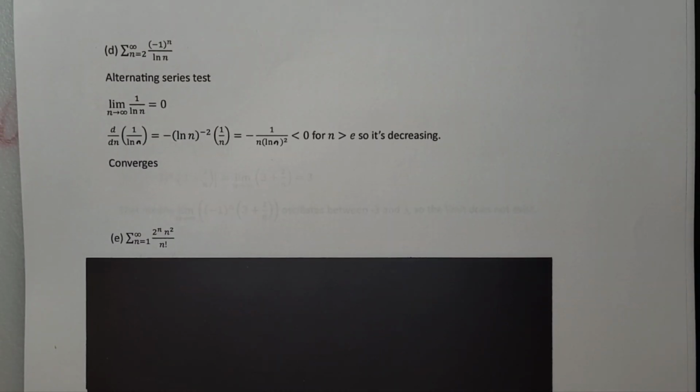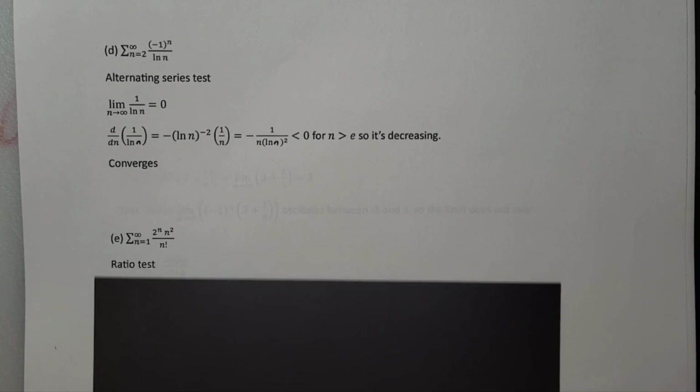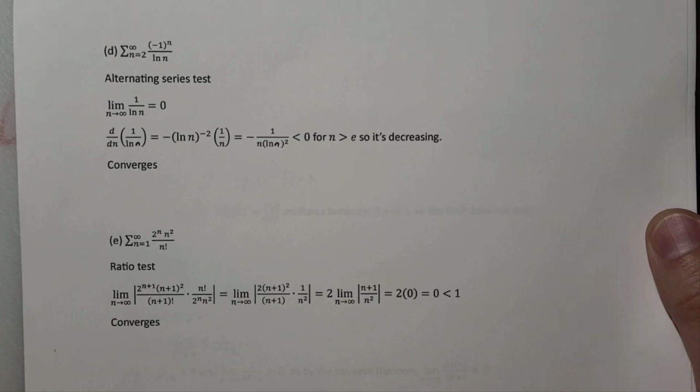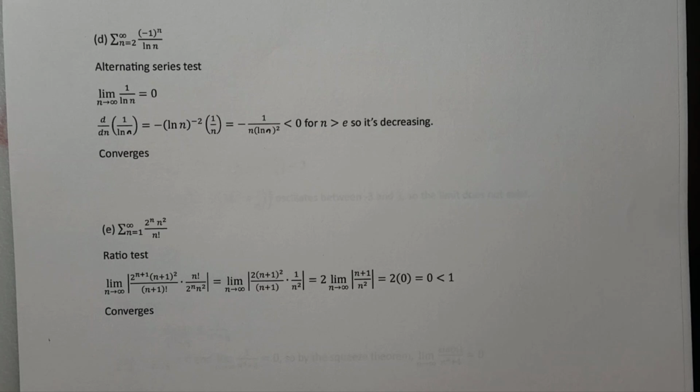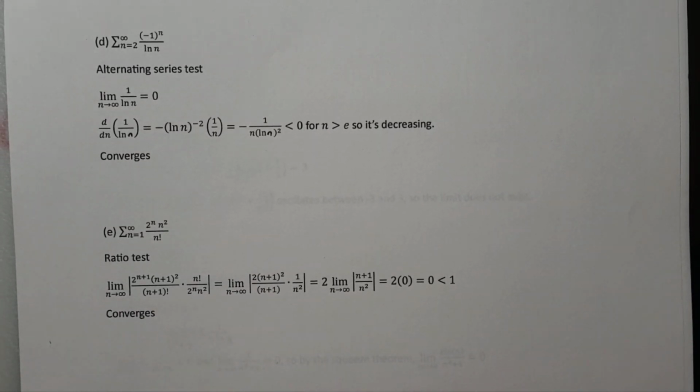How about this one? Again, the clue is there's a factorial, so the ratio test immediately. Let's try that. You find the limit, it's 0, which is less than 1, so it converges by the ratio test. Actually, it absolutely converges, which means it converges. And that's it.